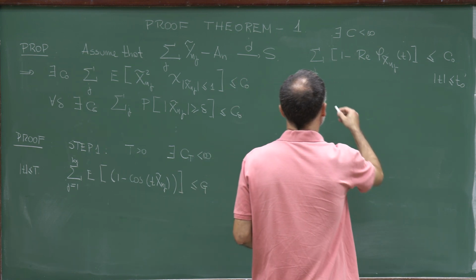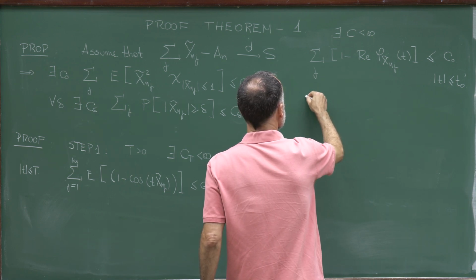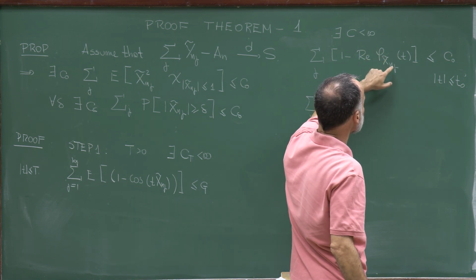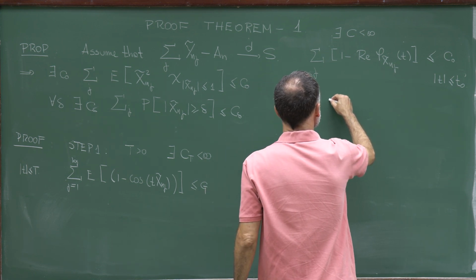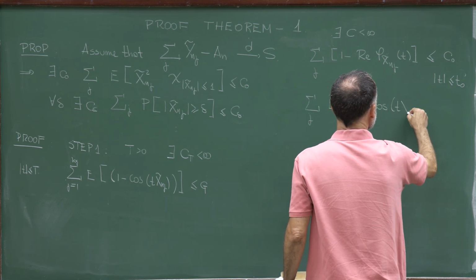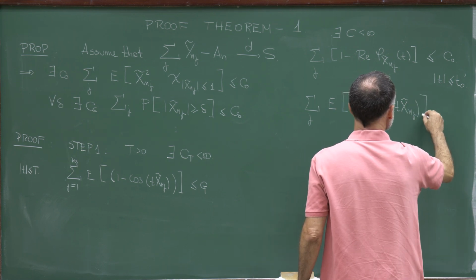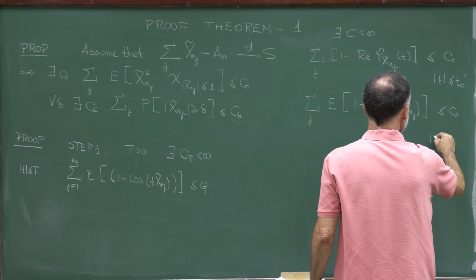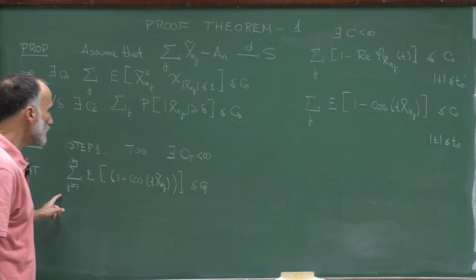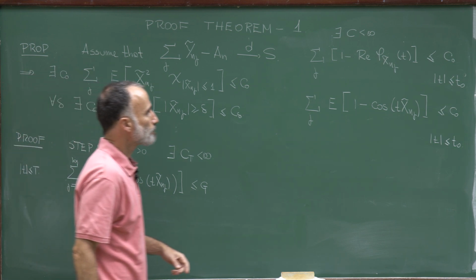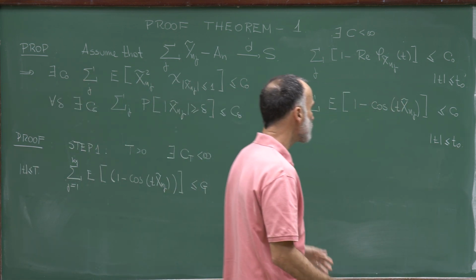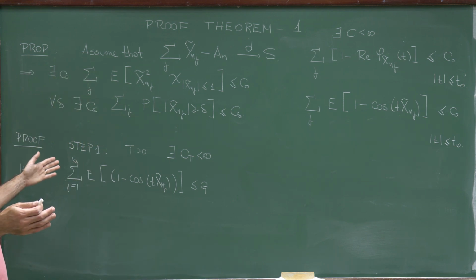So let's continue and write what the characteristic function is. The characteristic function is the expectation of exponential i t x n j. So if you want the real part, this will give me the expectation of 1 minus cosinus t x n j tilde, and this is bounded by a constant c0 for all t less or equal than t0. But I want that to hold for all t large. So this is exactly the estimate I want, but this estimate holds only for t smaller or equal than t0, and I want to extend it for all finite intervals.